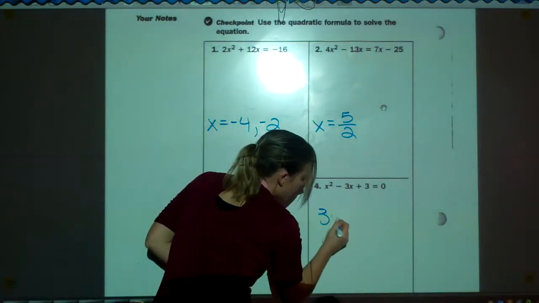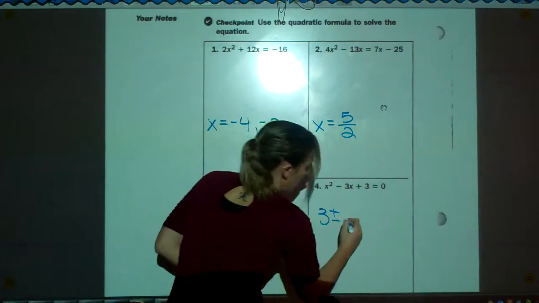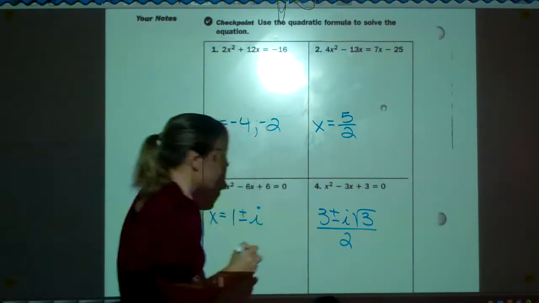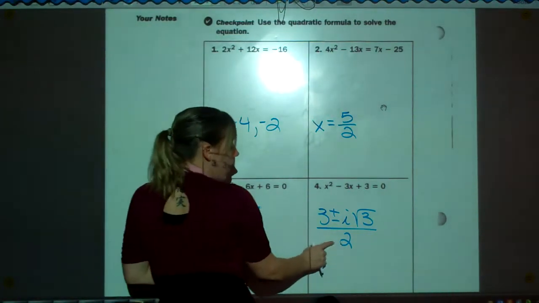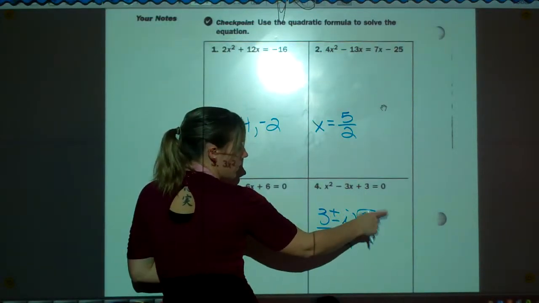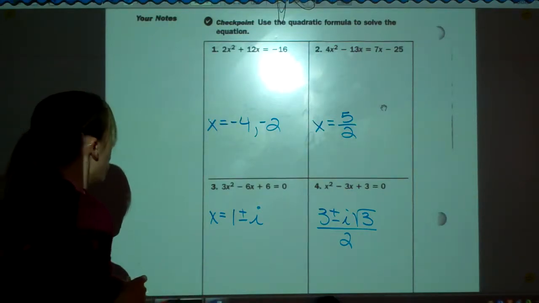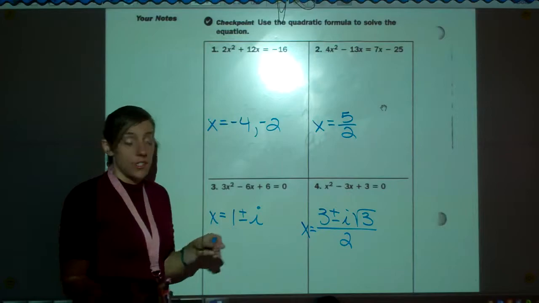It's 3 plus or minus i square root of 3 all over the number 2. Okay, so it looks like that's how it simplifies. 2 is in the denominator, 3 is up front, and then it looks like this simplifies, and again, there's a negative inside of there. So, that's x equals. Okay, so those are the answers that you should get.